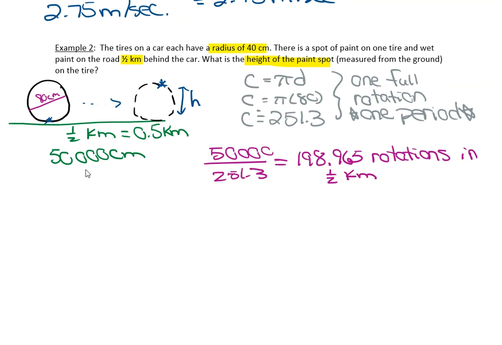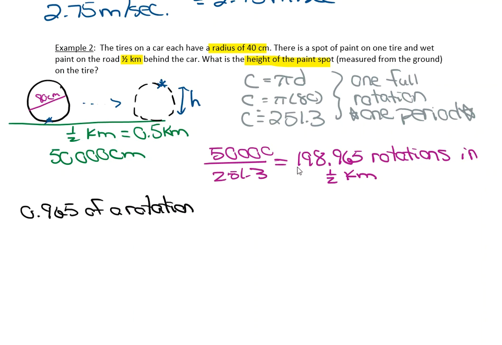I need to know that 0.965 of a rotation. Where is that paint spot now? It's almost rotated all the way back around again, right? If it were 199 rotations, the paint spot would be right back at the bottom. That's almost down there. So let's switch colors here. 0.965 of a rotation. So that's what we've got to deal with.